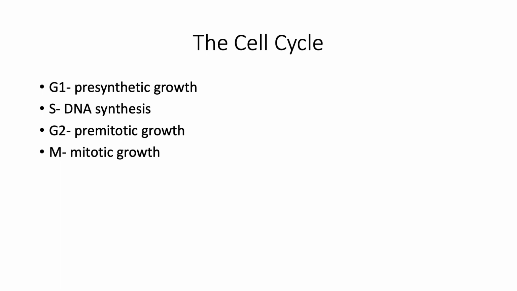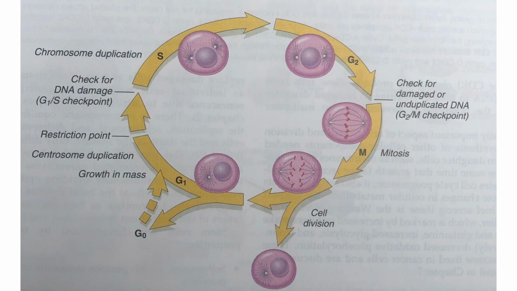In the cell cycle, we have G1, which is pre-synthetic growth. The S phase is DNA synthesis. G2 phase is pre-mitotic growth. And the M phase is mitosis, shown schematically here. So you have the S phase, which is chromosome duplication. This is what you'll see under the microscope.